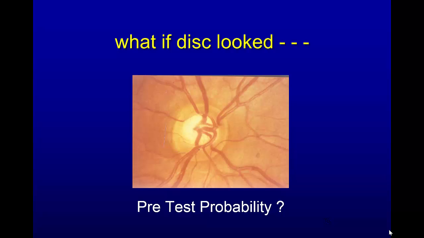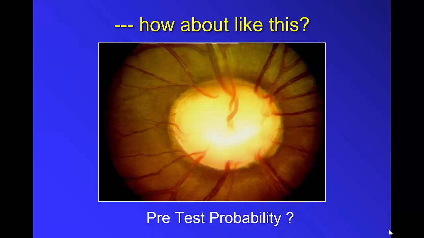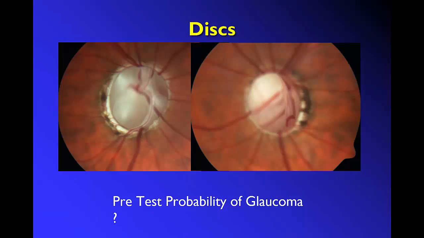This is not a cookbook approach, because if the disc looked like this, it is still a large dysplastic disc and your probability is not going to change. So your clinical skills are important. If the disc looks like this, your diagnosis changes, right? Your probability of glaucoma goes way down and your diagnosis changes. And if you look at a disc like this, again, it's a different diagnosis entirely.